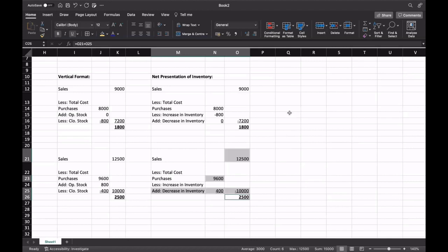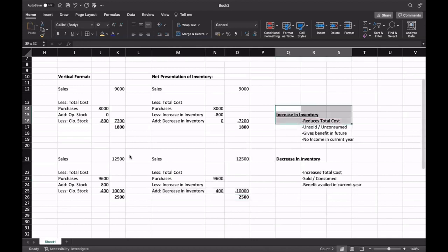Okay, so let's summarize that now. Increase in inventory will reduce the total cost because to that extent, goods are either not yet sold or they are not yet consumed. It means they are available at the end of the year that will give benefit in future. So they become an asset and they are being removed from the expenses, and in the current year there is no matching income. That's the reason. If you go by the matching concept, for income, whatever expenses you have incurred, only that should be compared to arrive at the profit. So that's what increase in inventory means.